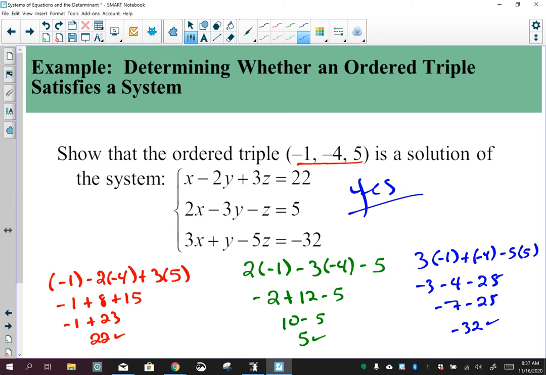Okay. So it's the same thing that we did at the beginning of all this. You just plug it in and make sure it equals the other side. And that all 3 have to equal. If one of them winds up with a no, the answer is no.